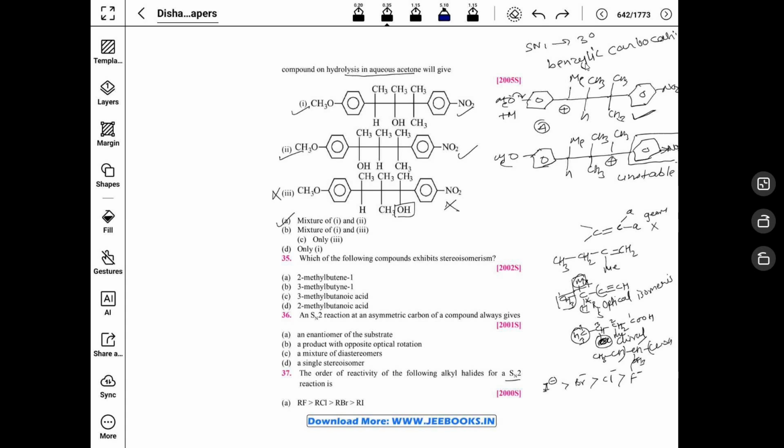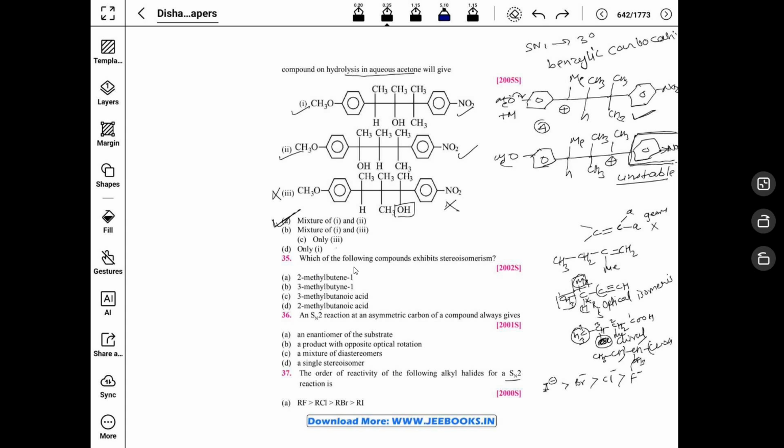So let's see, mixture of 1 and 2? Yes, it is possible. Mixture of 1 and 3, no. Only 3, no. Only 1, no. So we can say that the correct answer is A, mixture of 1 and 2, because 3 cannot form due to the unstable carbocation caused by the electron withdrawing group present on this benzene ring.